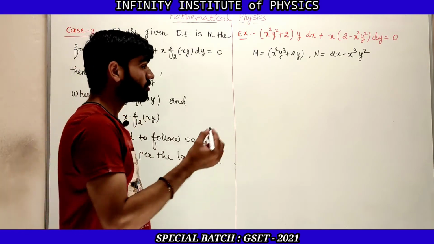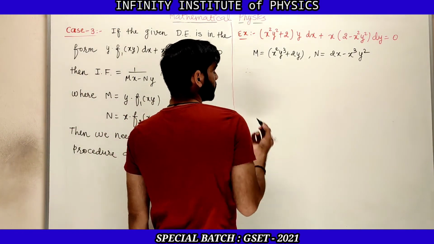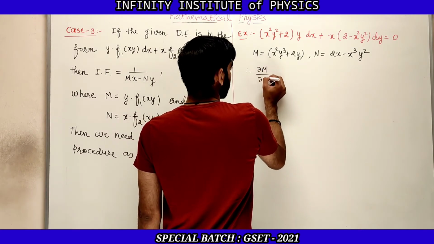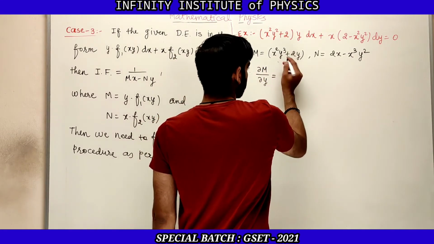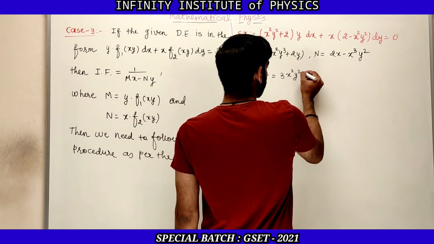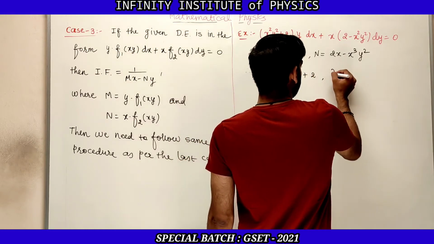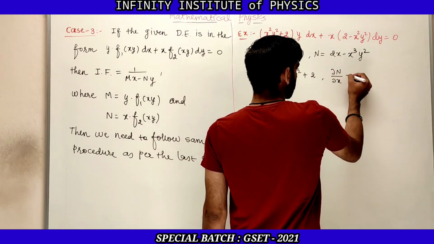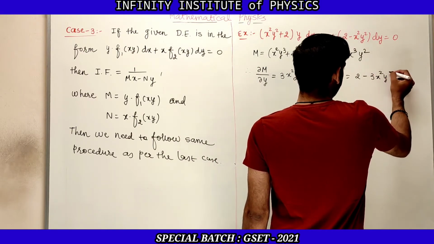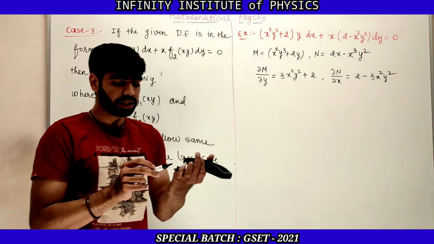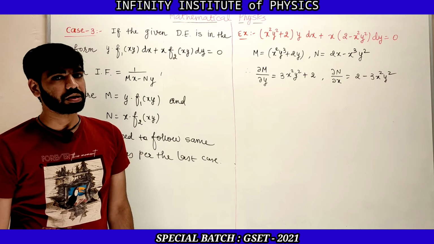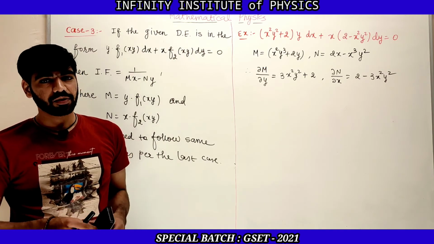Now let us check whether this equation is exact or not. Let us find del m by del y. Differentiation of y cube is 3y square, so it will be 3x square y square plus 2, and del n by del x is 2 minus 3x square y square. Here you can see that del m by del y and del n by del x are different, not the same. So this is the case of non-exact.